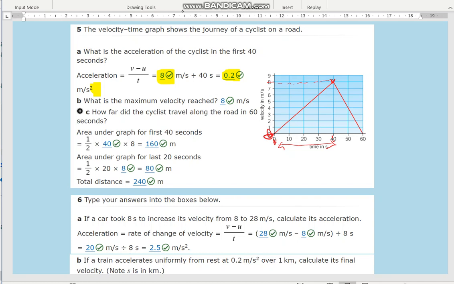B, what is the maximum velocity reached? That's 8 meters per second. We can see that where we've already highlighted.